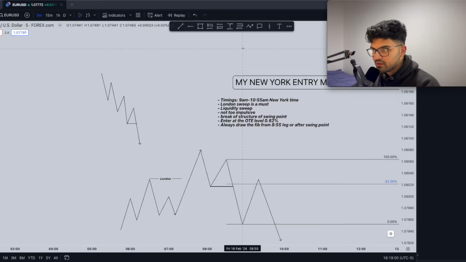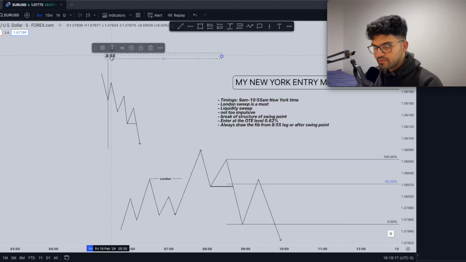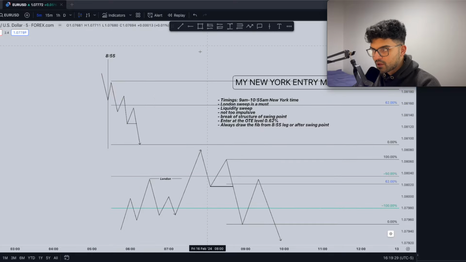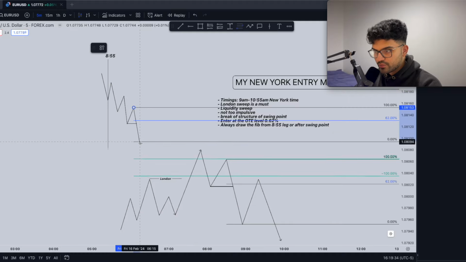So if this is a 10:30 break, then we are going to draw the fib from the 8:55 swing point. So let's say this line shows 8:55. I'll just write that here. So this is 8:55, the timing. So after 8:55, where is the most recent, or what was the first swing point? It was this, the swing high. So we draw the fib from this all the way down to here, rather than what I used to do myself and just do it from the most recent thing.